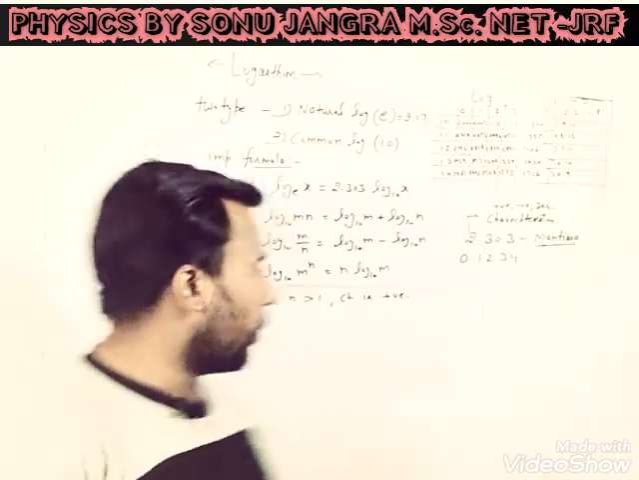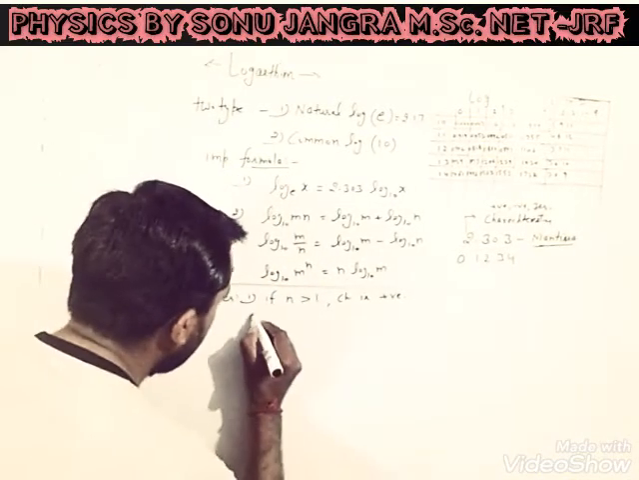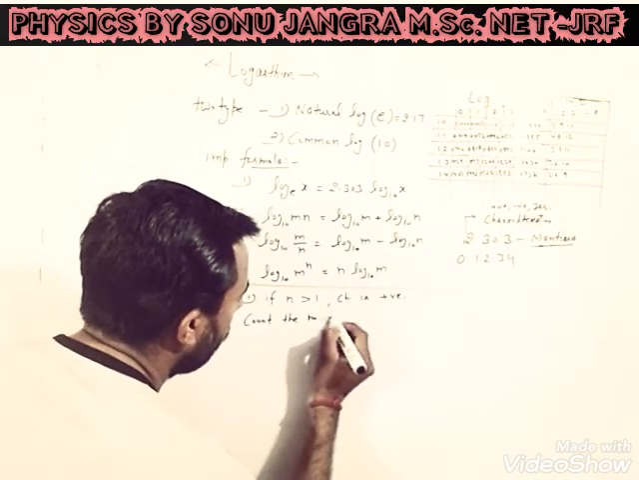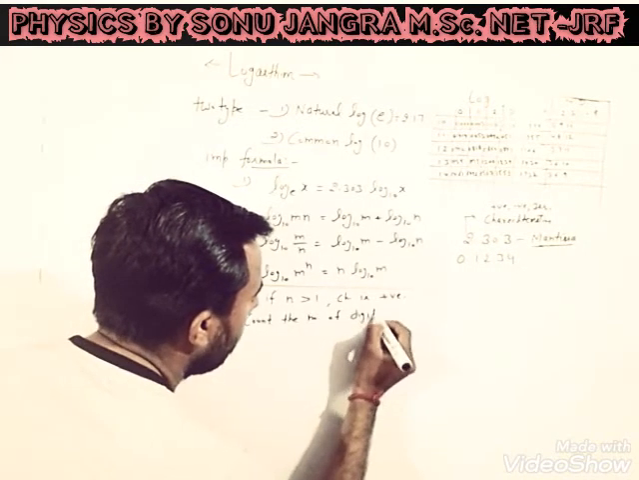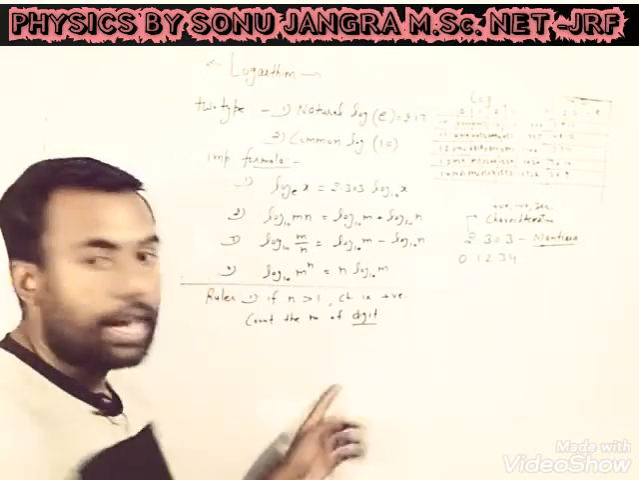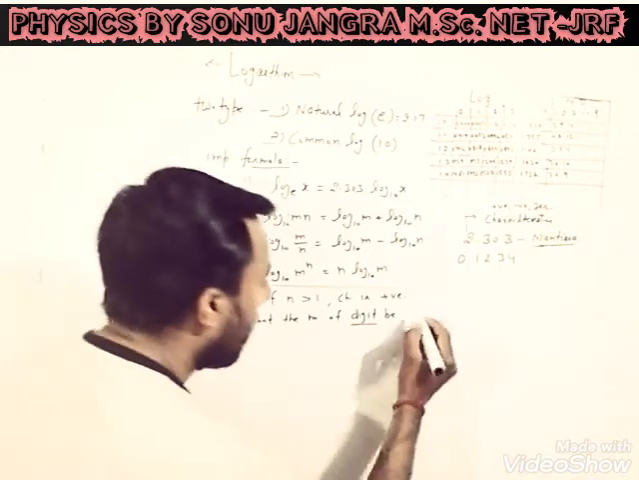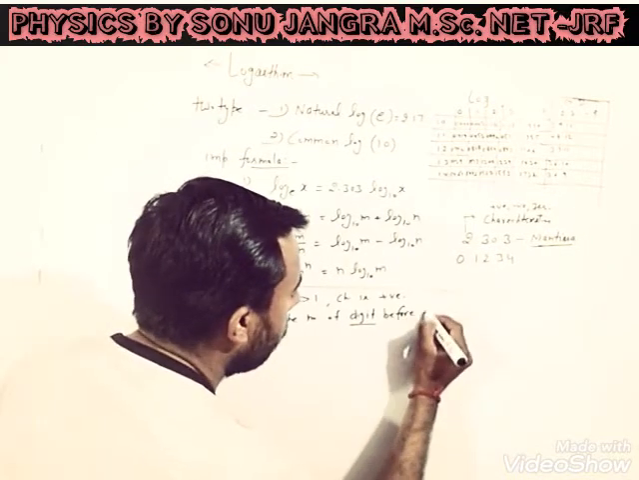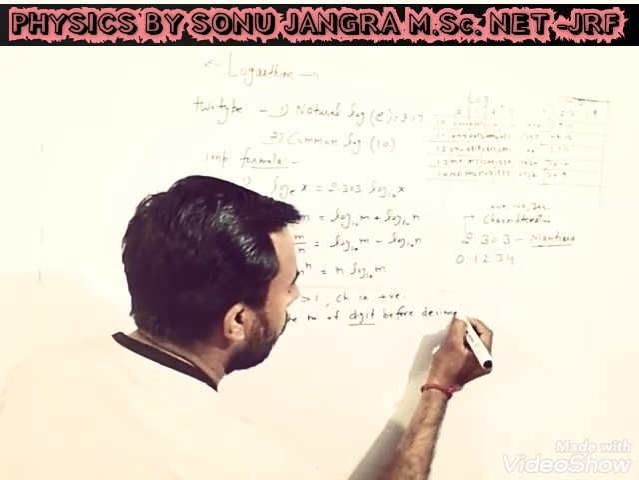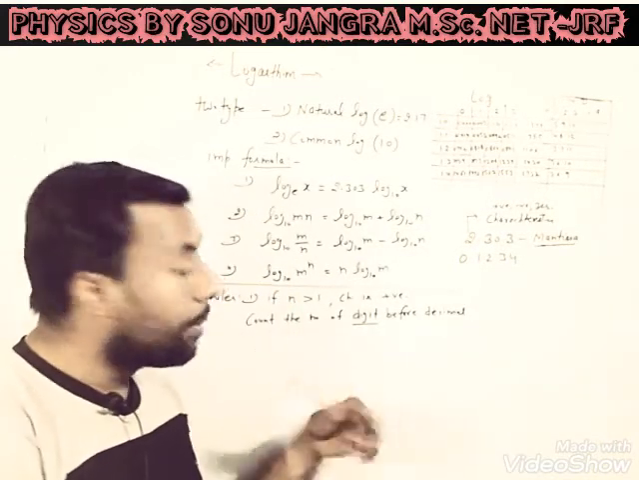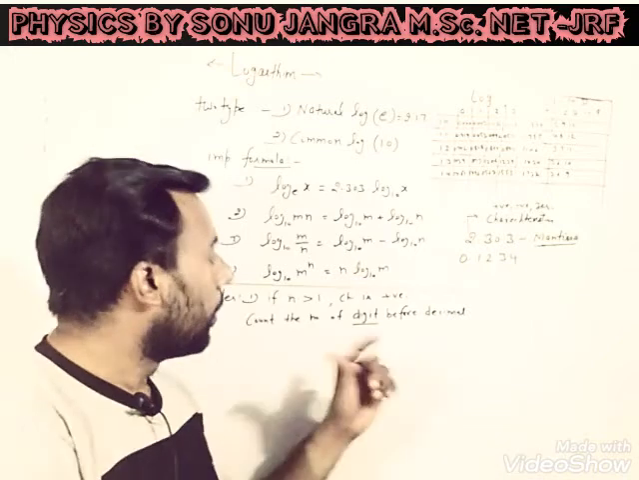Okay, so now what is the rule? The rule is to count the number of digits. Listen carefully. Count the number of digits before the decimal. Don't count the number after the decimal. Count the number of digits before the decimal.